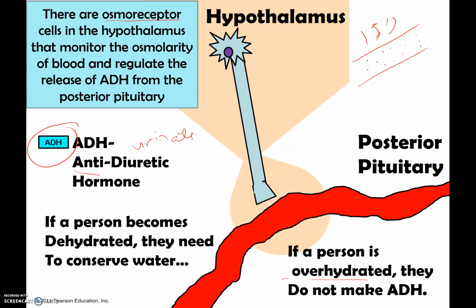from the posterior pituitary. Okay, so before I end the video, the posterior pituitary doesn't make any hormones itself. The posterior pituitary only releases ADH and oxytocin, the only two hormones that the hypothalamus makes and releases into the bloodstream through the posterior pituitary.